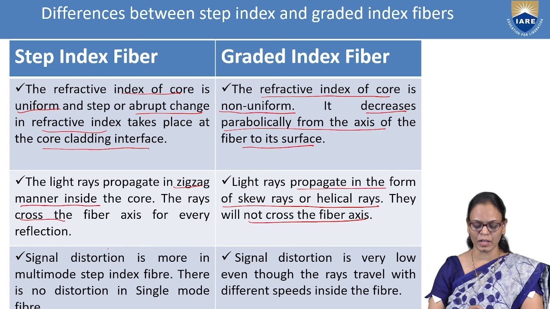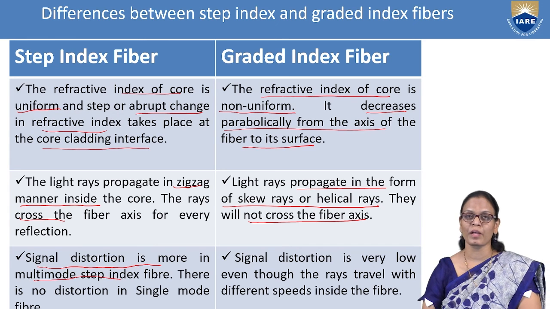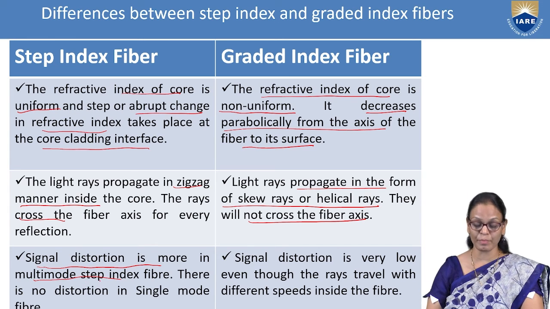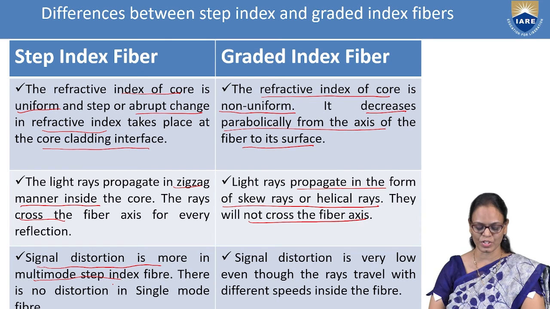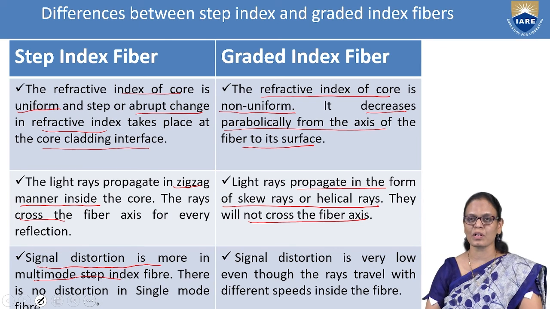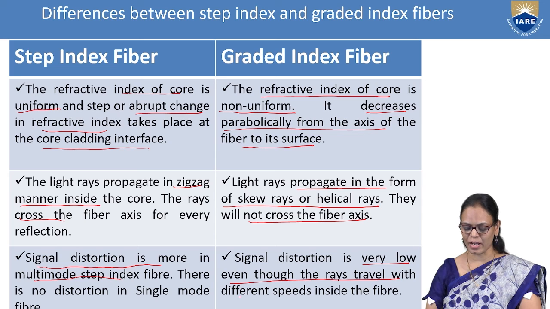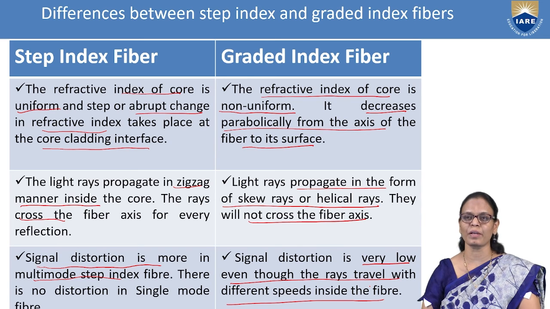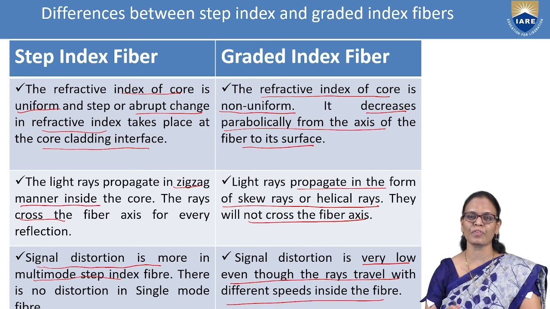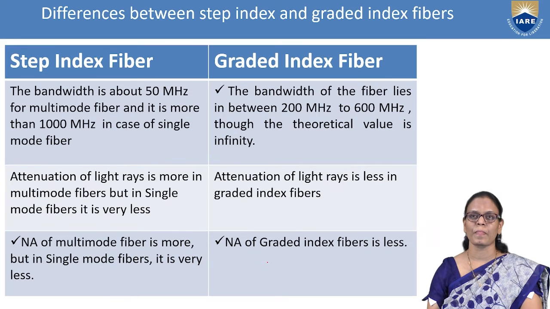In step index fiber, the signal distortion is more in multimode. In step index also, if you see the multimode step index fiber, the signal distortion is more, and there is no distortion in single mode. But in graded index fiber, signal distortion is very low, even though the rays travel at different speeds inside the fiber. So we have seen, depending upon the refractive index, the speed of the signal also varies. But even then, the signal distortion is very less.